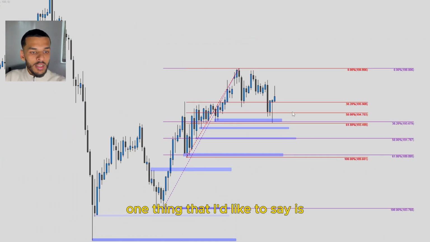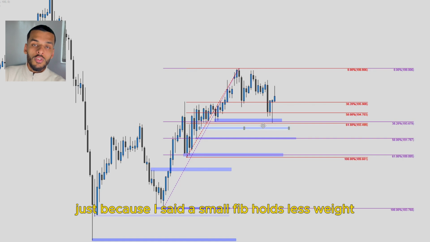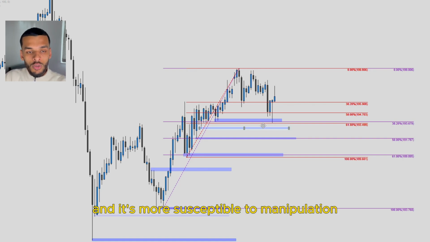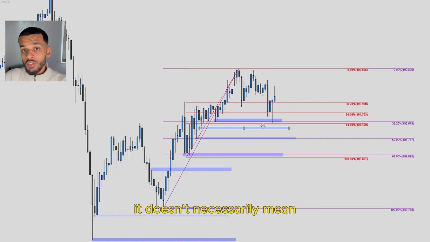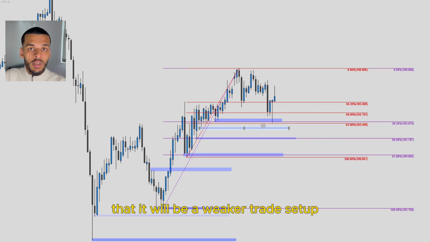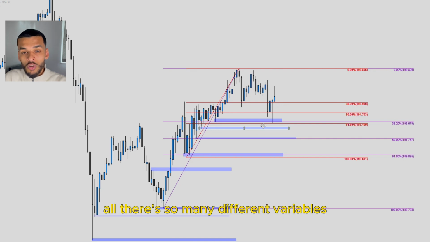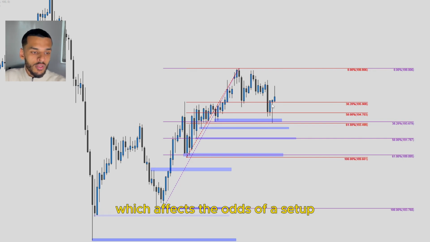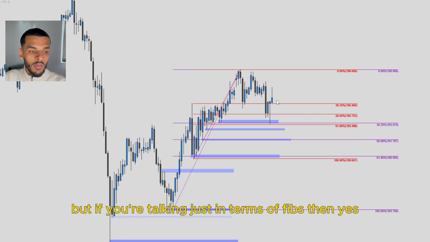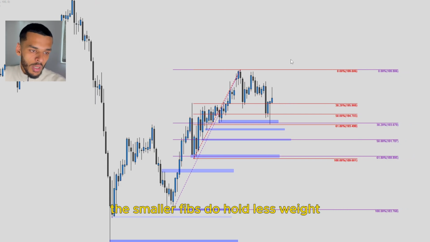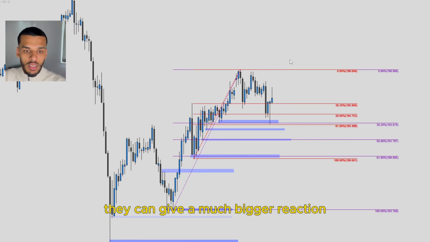Now one thing that I'd like to say is, just because I said a smaller fib holds less weight and it's more susceptible to manipulation, it doesn't necessarily mean that it will be a weaker trade setup. It all depends on the scenario of how price has come to that level. If it's had big pullbacks, if it's breached other levels, there's so many different variables which affect the odds of a setup. But if you're talking just in terms of fibs, then yes, the smaller fibs do hold less weight. But in the right conditions, again, they can give a much bigger reaction.